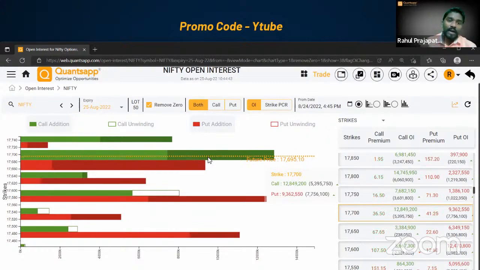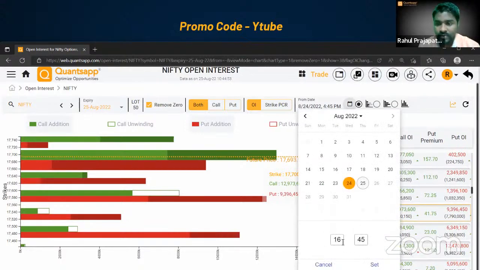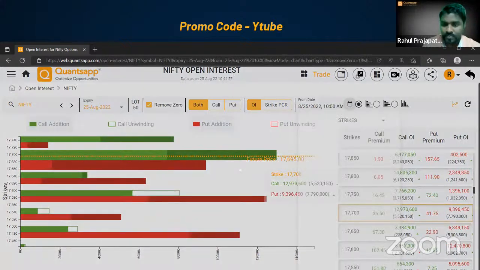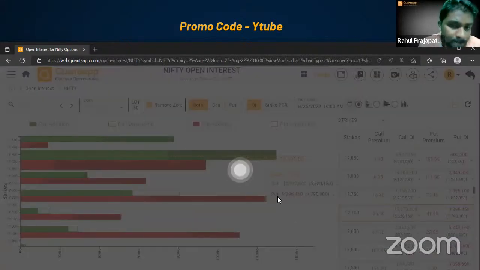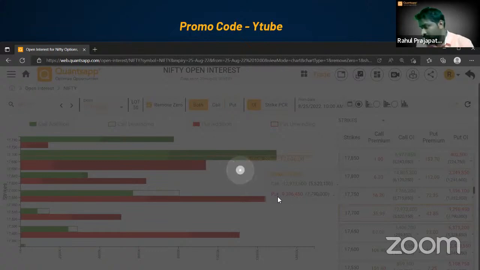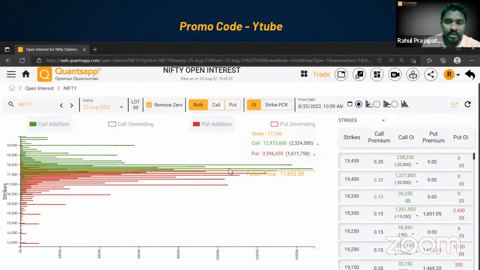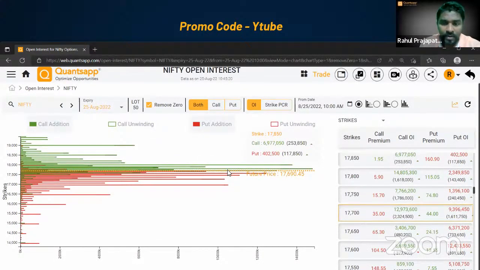But we need to see when the market will give a breakout above this. This will start unwinding. So that means we are looking at it from the last day perspective. Now let's see what is happening in the last 1 hour or probably 30 minutes. So today is the 25th, and we are looking at this data from 10 a.m. today.